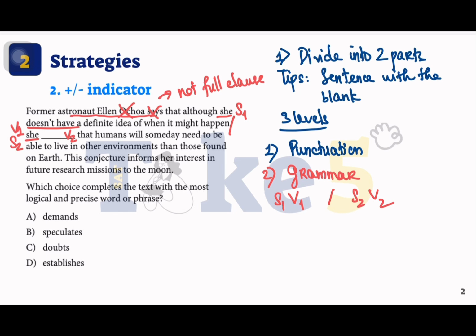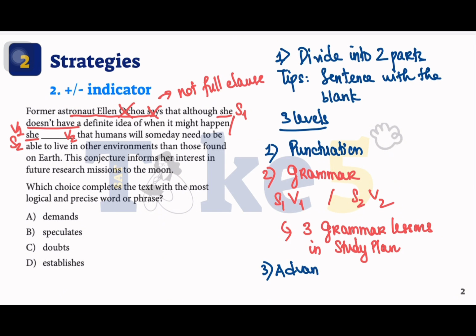This is a more robust way to divide the 2 parts, either within a sentence or within a paragraph. But of course, it will cost you more time and require you to have a very strong foundation in grammar. But don't worry, with the 3 grammar lessons in the Take5SAT study plan, you will be very confident with your grammar. And for level 3, this is the most advanced level. We will divide the 2 parts based on the 2 objects of comparison. We will take a look at the example for this later in the lesson.